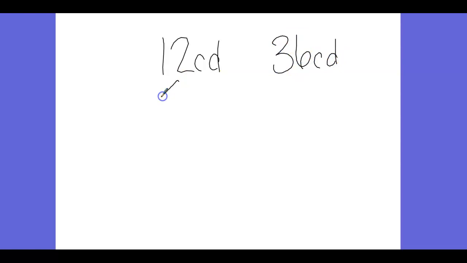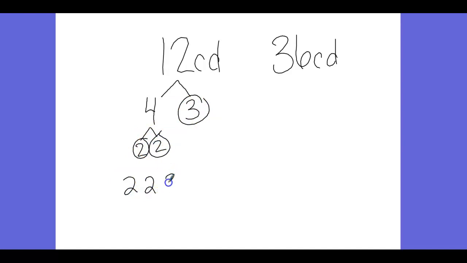Okay. The last example I have is 12cd and 36cd. Okay, what can I break 12 into? What can I break 4 into? So my prime factorization would be 2 times 2 times 3 times c times d.